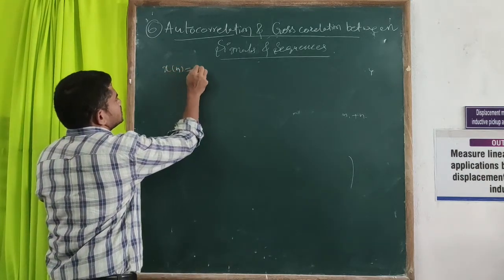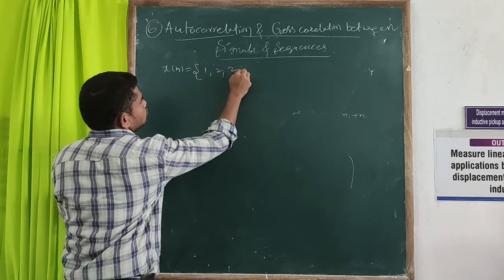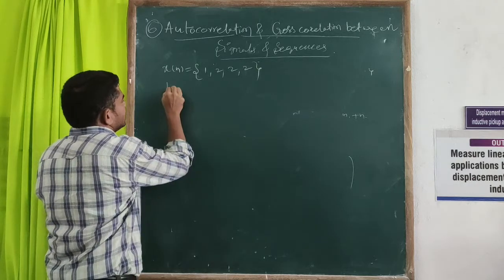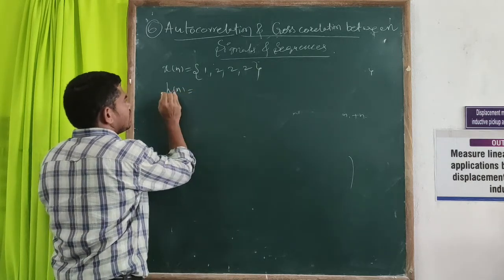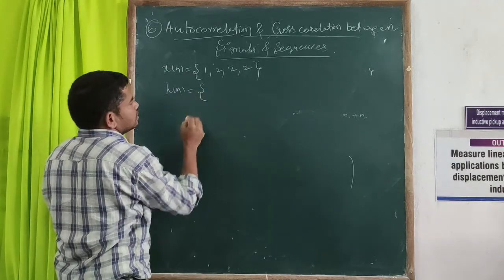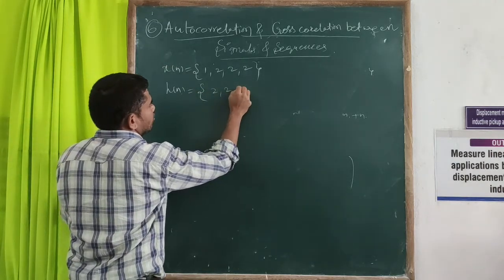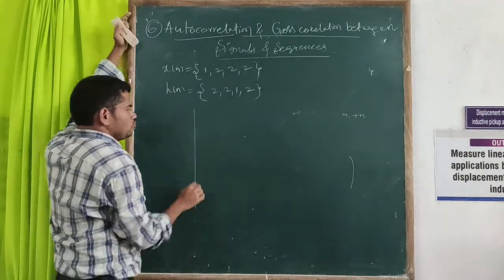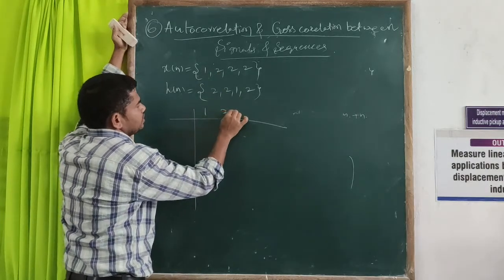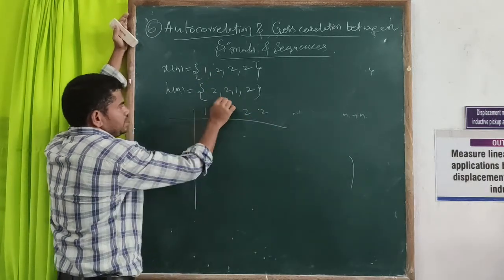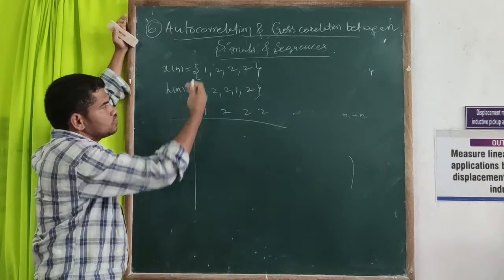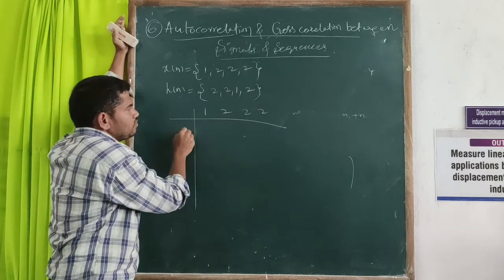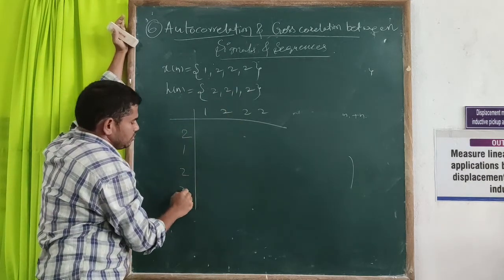Two sequences: x of n, suppose 1 2 2 2. And one more sequence, h of n, the impulse function, is x2 of n, 2 2 1 2. This is one sequence. Now to find the output, we write x1 of n, 1 2 2 2, and here h of n. For this cross correlation, whatever the next input sequence is, we have to write that sequence in reverse order, 2 comma 2 comma 2 comma 2.